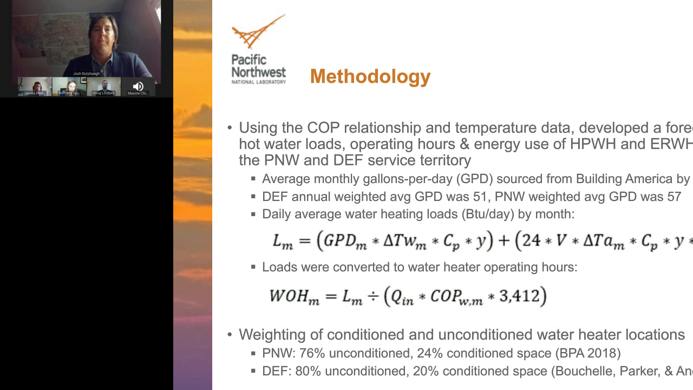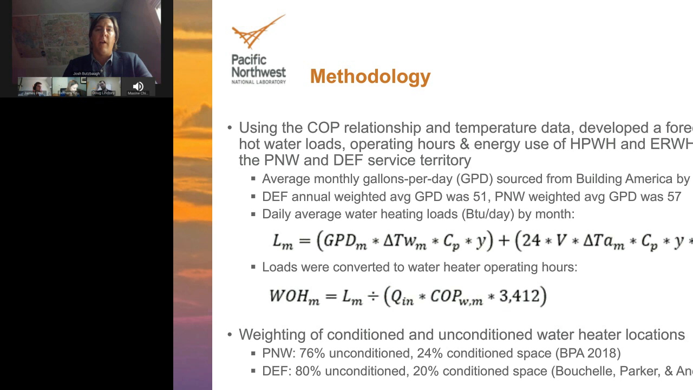I developed the loads using the first equation you see. The first set of brackets is for the daily hot water load, and the second set of brackets is for the standby loss load per month. So that's average day per month. And then I took those loads and converted them to water heater operating hours using that second equation.